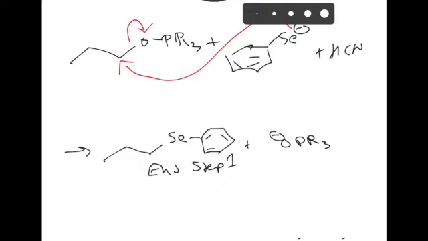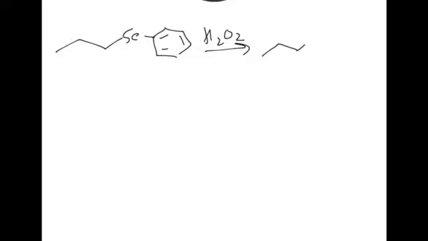Right. So you're gonna have Se, aromatic ring. And then you add your hydrogen peroxide. I'm not gonna worry about pushing arrows for this, but this is going to then oxidize your selenium.